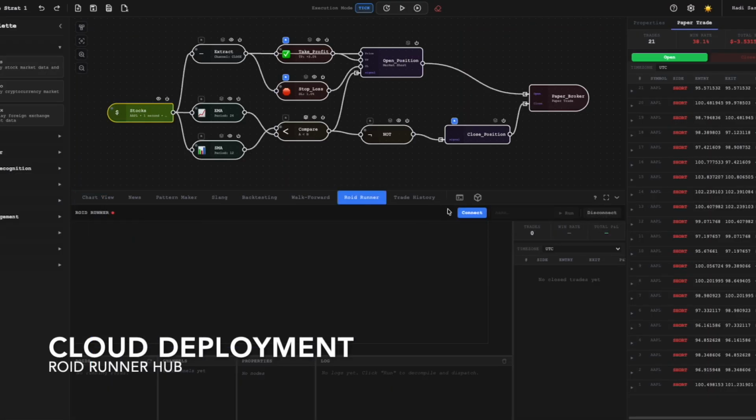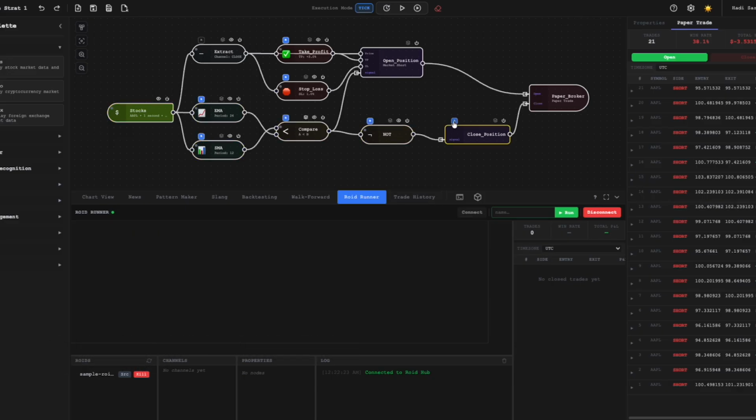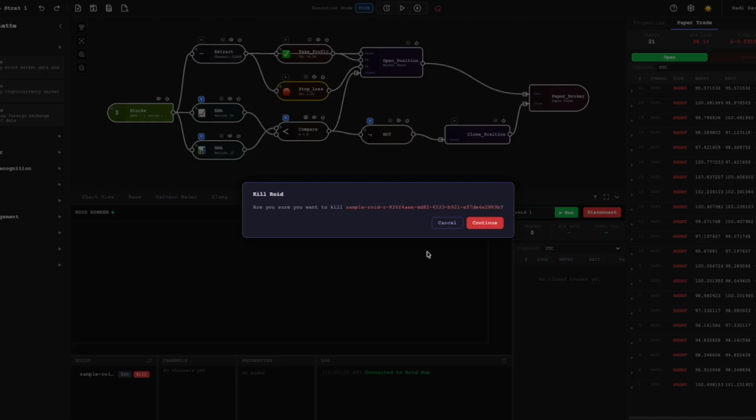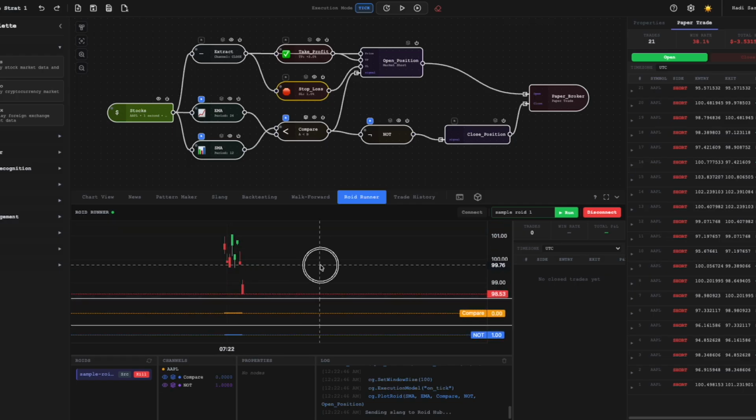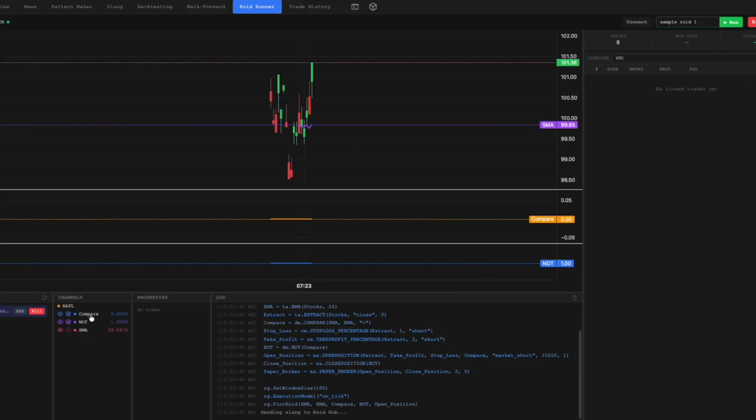Welcome to the deploy phase, where your visual design transitions instantly from graph to cloud execution. With a single click from the Roid Runner panel, Traderoid compiles your entire graph, every node, connection, and parameter into a self-contained Roid, a highly optimized, lightweight strategy process.